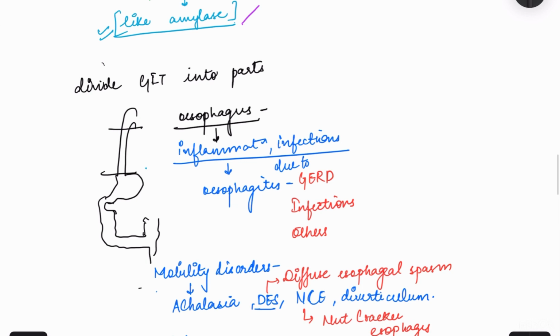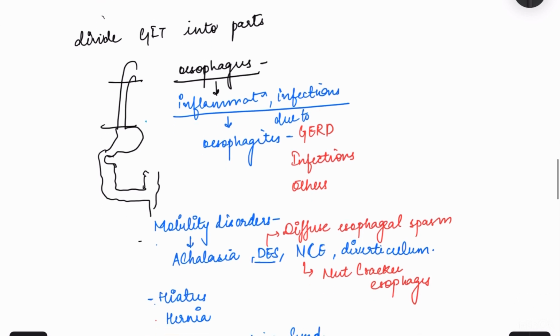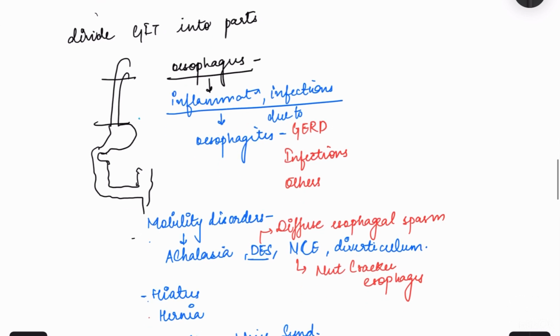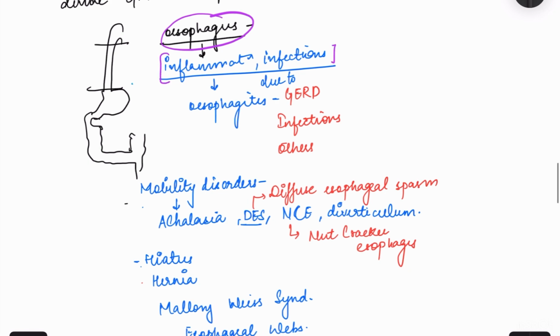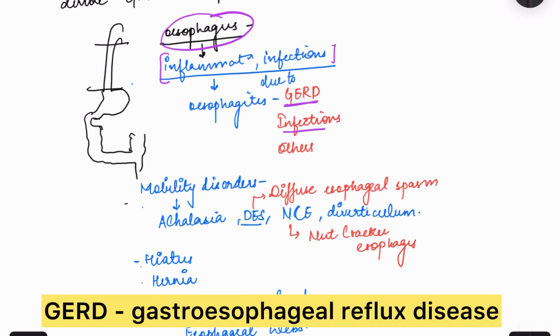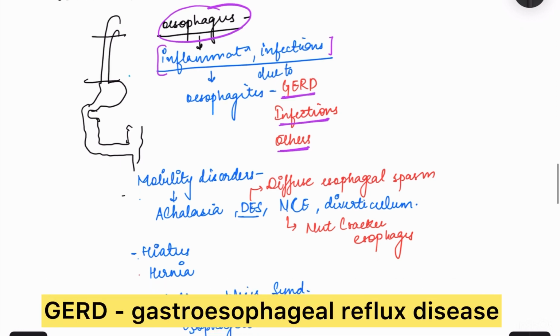Now we will start the various disorders of the GIT, and we will divide the GIT into various parts, and we will start from the esophagus. Disorders of the esophagus can be of inflammation or infection, which is also known as esophagitis, and can be due to GERD, infection, or other causes.